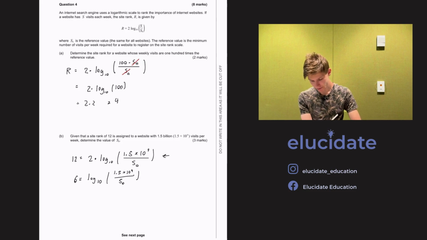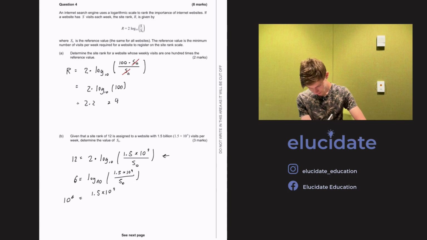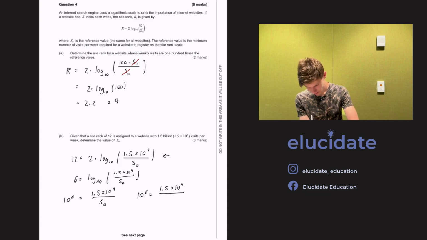Now, when we want to solve log equations, we usually raise everything as the exponent of the power of 10. So we're going to end up with 10 to the 6. Now 10 to the log 10 is going to undo the log. So we're going to end up with 1.5 times 10 to the 9 over S0. So that's the same thing as 10 to the 6 equals 1.5 times 10 to the 9 all over S0. Swapping S0 and 10 to the 6, S0 equals 1.5 times, we subtract the powers, 10 to the 3.